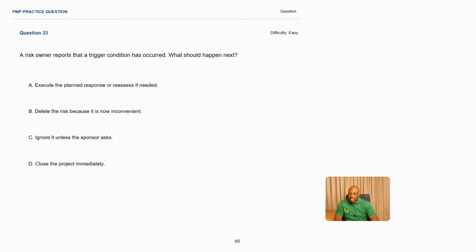Practice question number 33. A risk owner reports that a trigger condition has occurred. What should happen next? This is very important. So a risk owner is saying there's a trigger for a risk that has happened. What should happen? Okay, so the problem statement is there's a risk owner who is reporting that a trigger condition has occurred. So let us go through the answers now. Execute the planned response or reassess if needed. Okay, makes sense. The risk has been triggered.